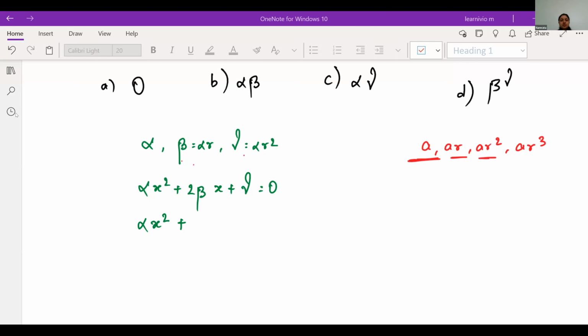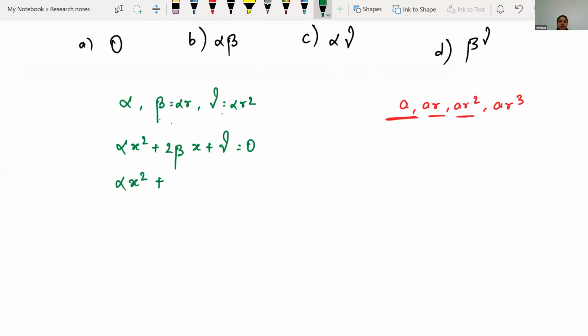So let's substitute the values of alpha, beta, gamma over here. We have beta as alpha r, so let's write it alpha rx. Gamma is alpha r square, so let's write alpha r square over here is equal to 0. Is it clear so far?